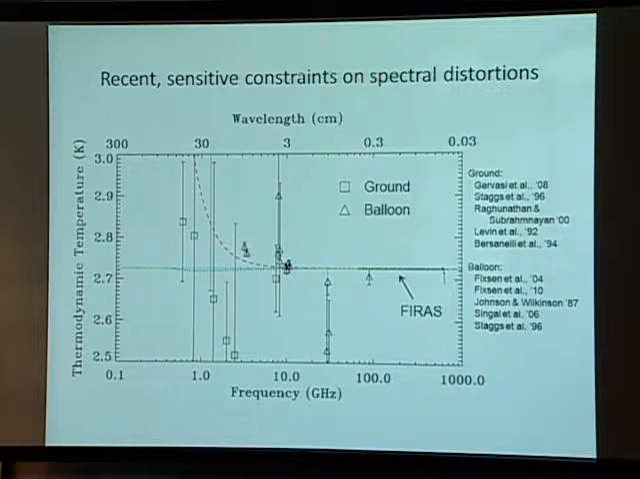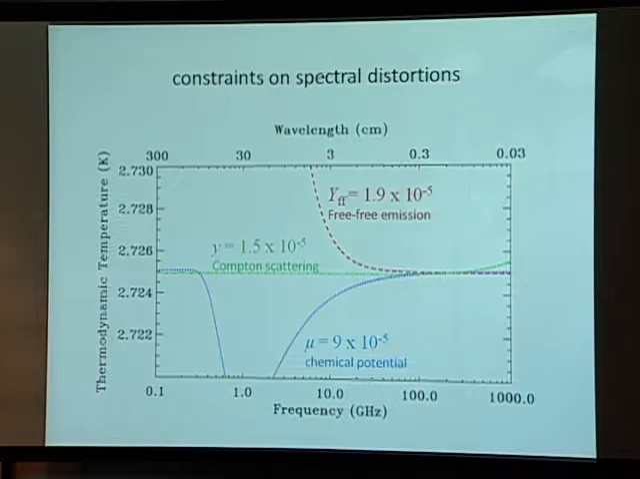Now I'm going to change the y-axis and show you the limits on various spectral distortions we have today. These are mostly from FIRAS. A chemical potential, or mu distortion, is limited at about 9 × 10⁻⁵, and that's this blue curve here. Compton y distortion is limited at about 1.5 × 10⁻⁵, also from FIRAS, and that's this green curve here. And there's also a limit on free-free emission, also about just over 10⁻⁵.